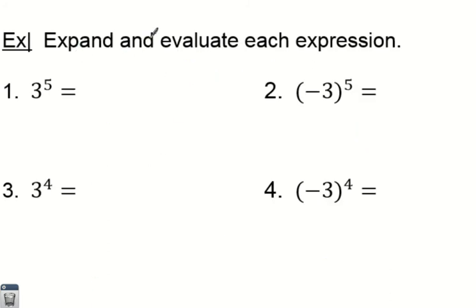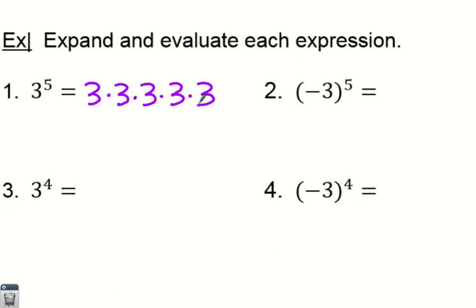Expand and evaluate. Please read directions always. Let's go back to Donatello Purple. Expand means, you probably already realize what that means. Expand it out, make it longer. But in math terms, writing it as 3 times 3 times 3 times 3 times 3, that's what expand means.